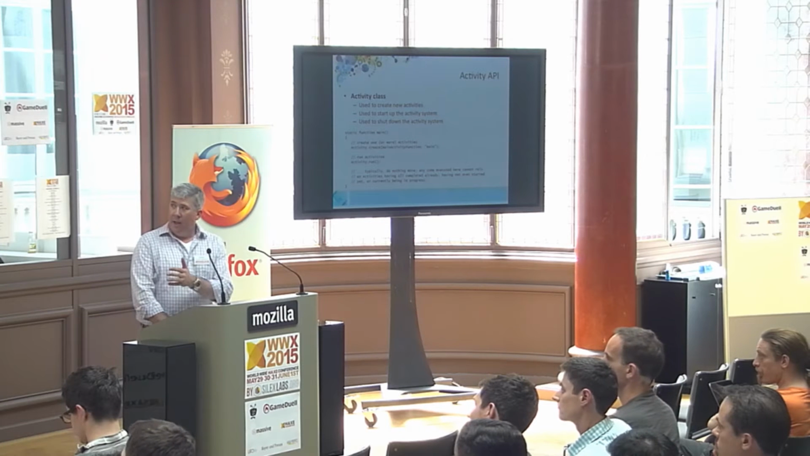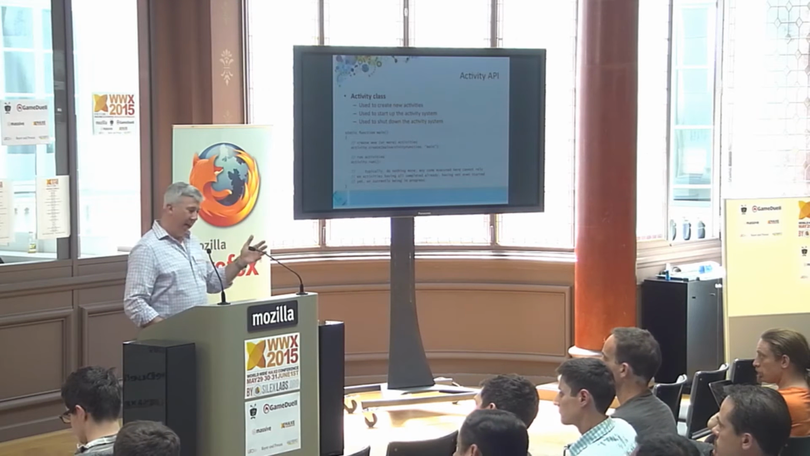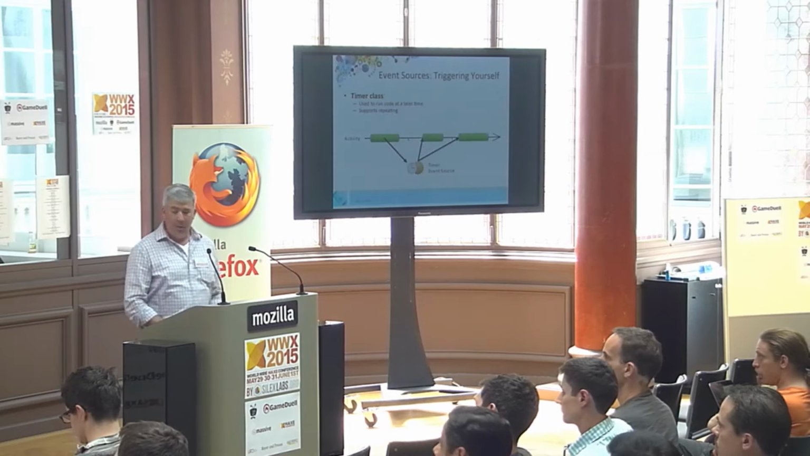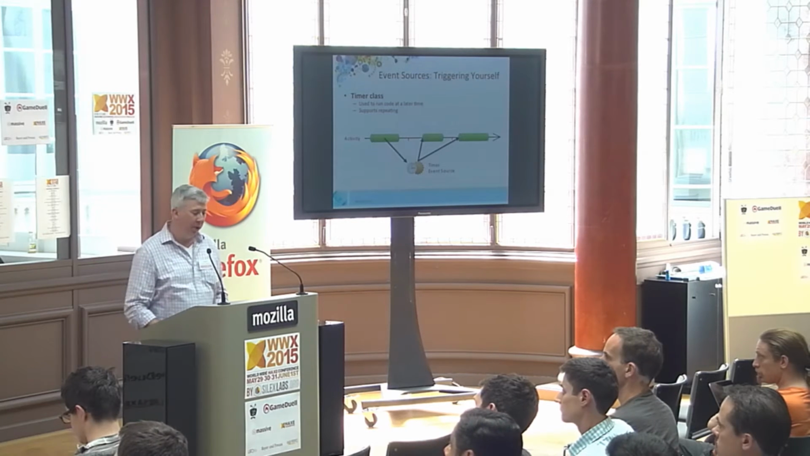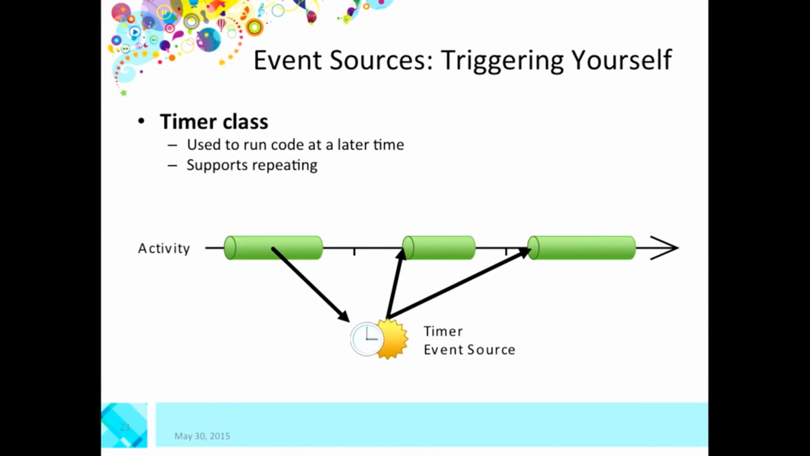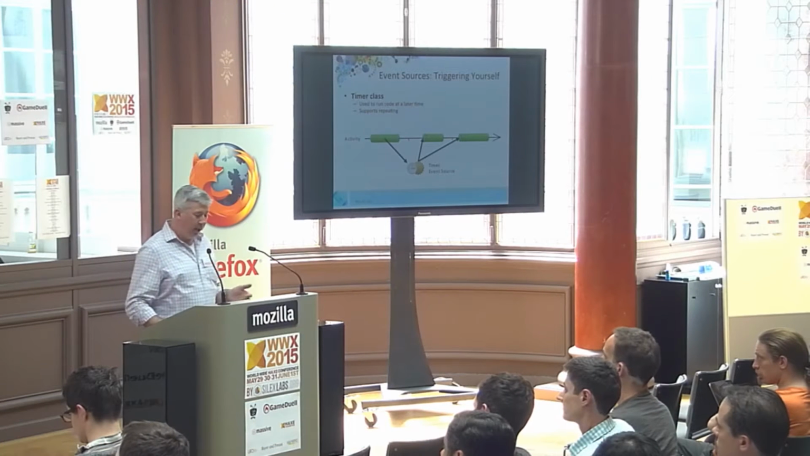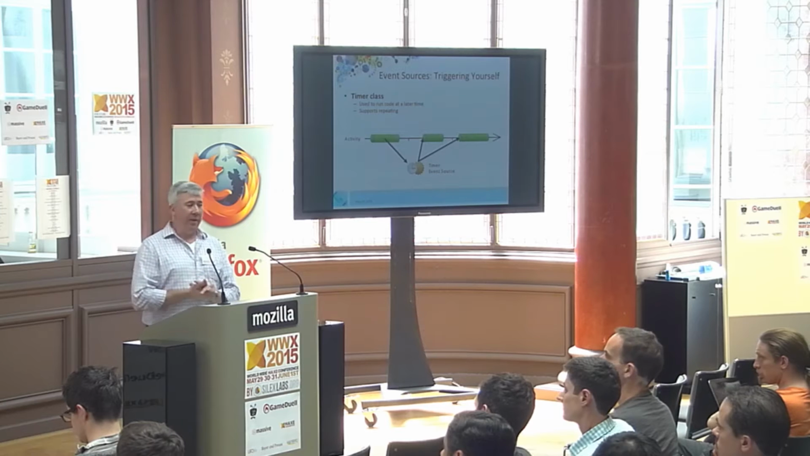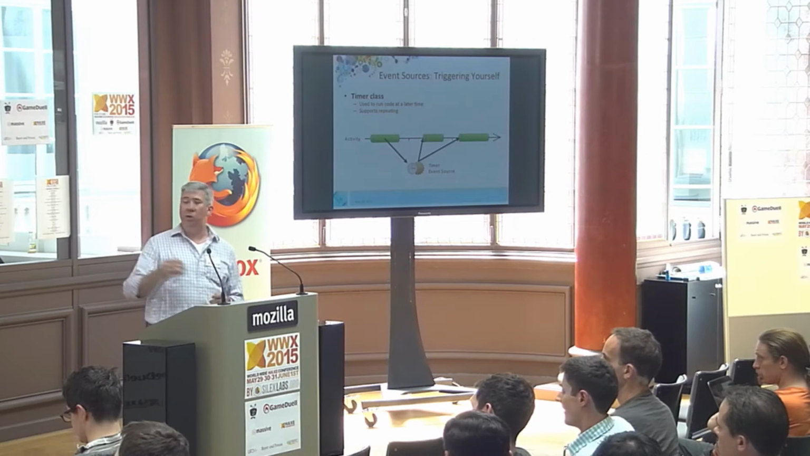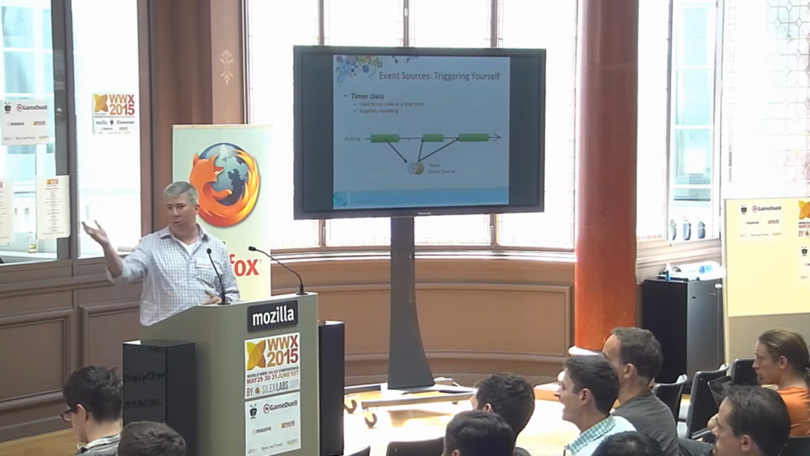So if this is the activity API, maybe the next thing to discuss is the event sources. I'll start with the timer. A timer is a very simple event source. It's one of the ways, as I mentioned previously, that an activity can trigger itself to do work. The timer class we've created supports repeating. So if you want, you can be triggered every 10 seconds or something like that. And in the example here, you can see in the first green bar, the activity code is running, and it registers itself against this event source, maybe creating it.